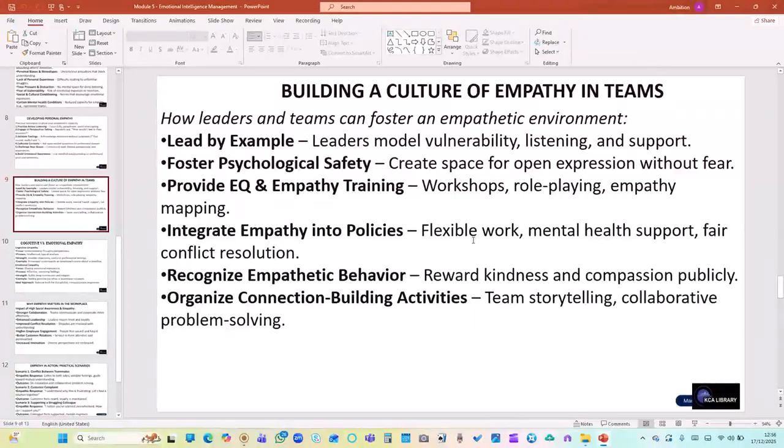Then integrate empathy into policy. Make empathy part of organizational policy so that it will work. That is flexible work, mental health support, fair conflict resolution should be encouraged in the team. Then recognize empathic behavior, reward kindness and compassion publicly. Then organize connection-building activities. Team storytelling and collaborative problem solving are the key factors needed in the organization and in building activities.